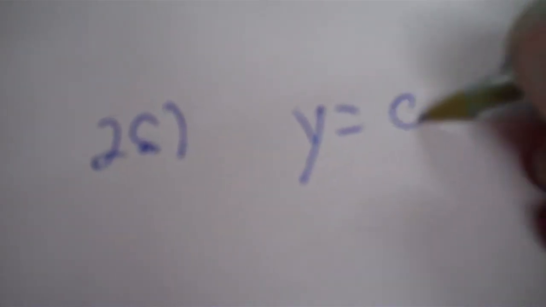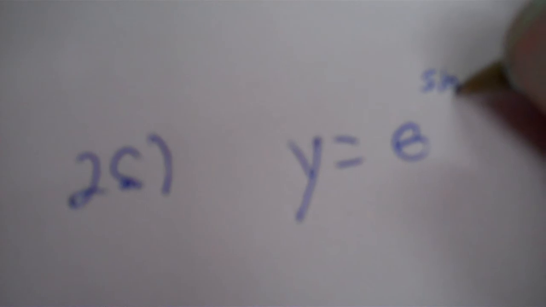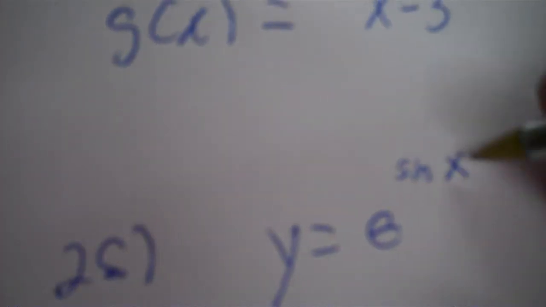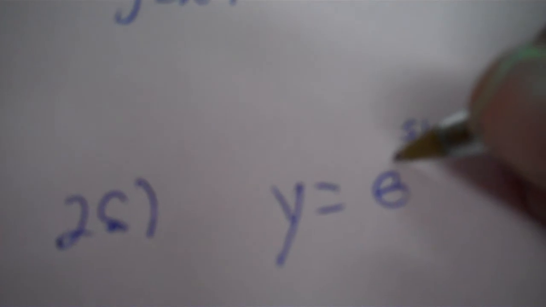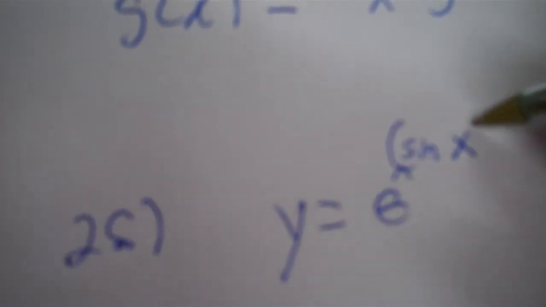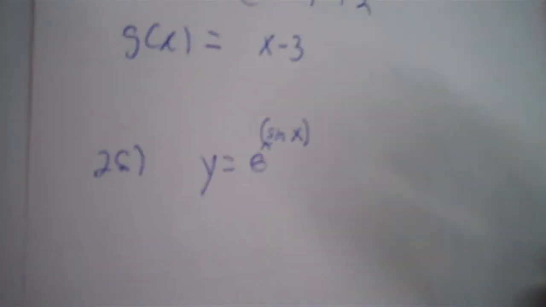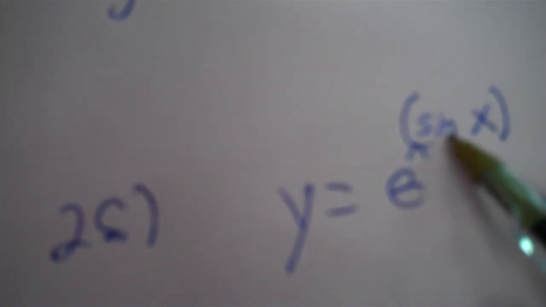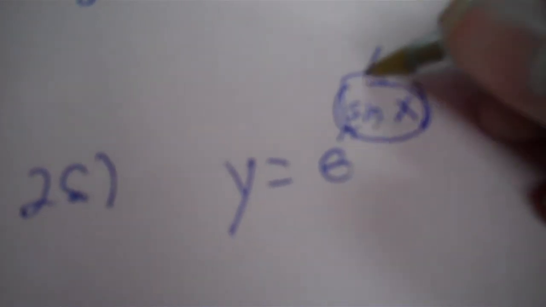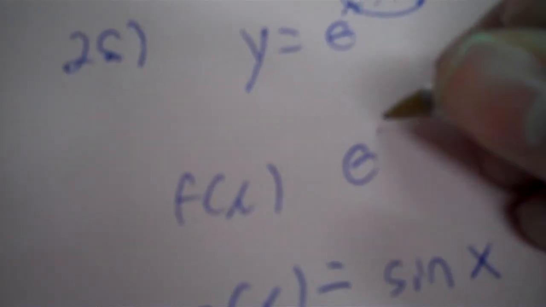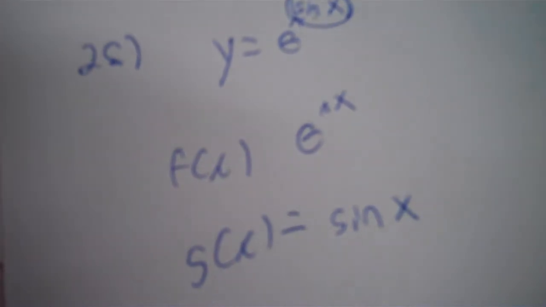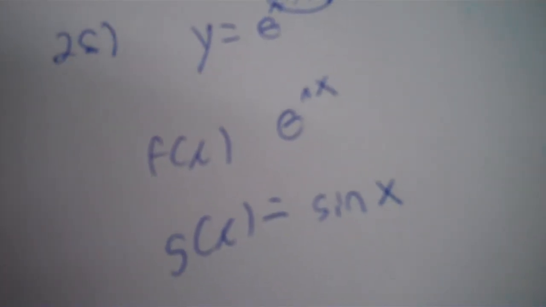Number 28. Y equals e, and then you have this exponent that says sine x. I know that looks weird. Now, if you have an exponent, just make a caret, and you're going to parenthesize the exponent. So now I pretty much know what I'm going to be doing. So the g is sine x, just the exponent. And for the f, you write e to the power of x. So again, if x is in the exponent, you want to parenthesize the exponent part of the expression.